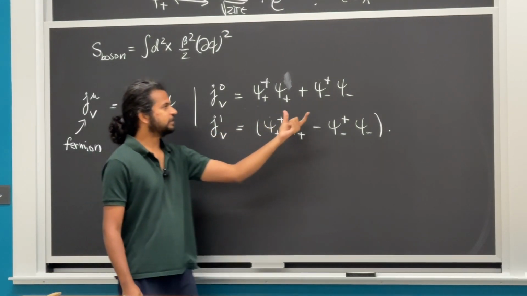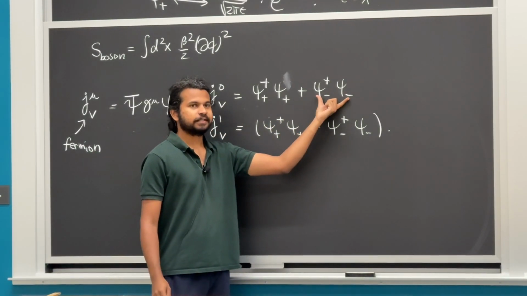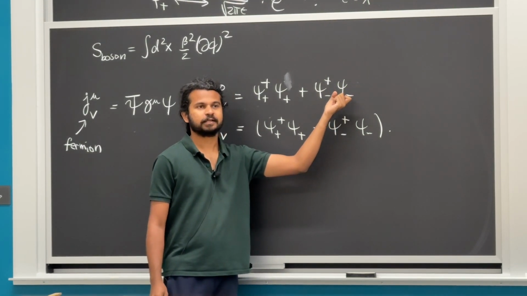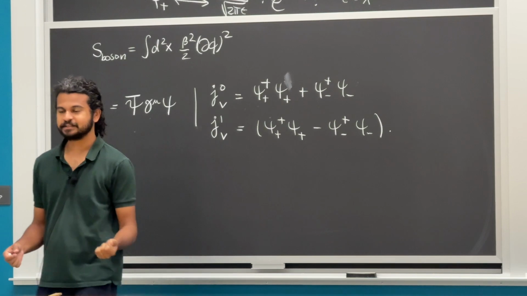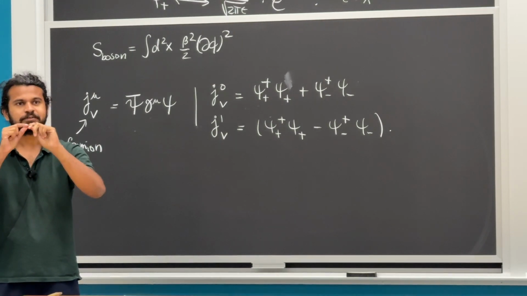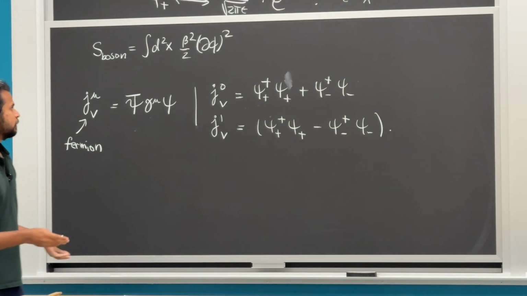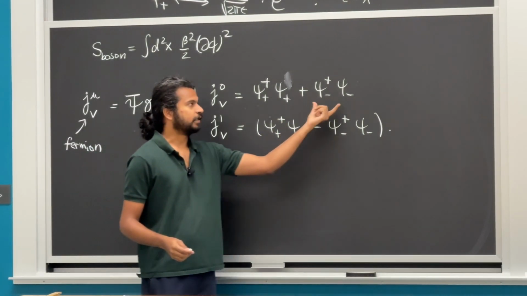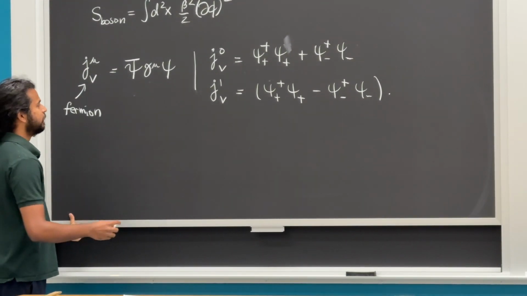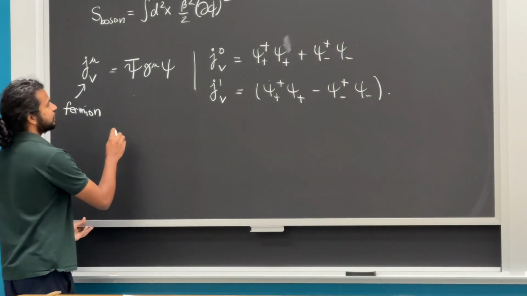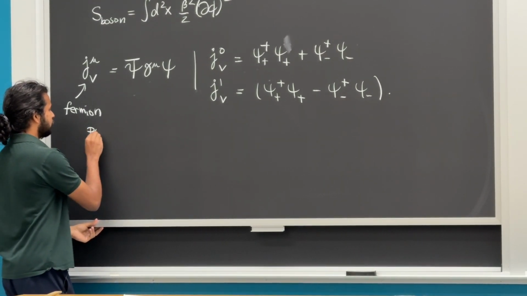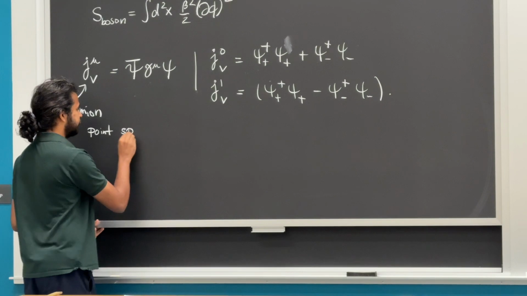Here we have to be a bit careful because these two operators are defined at the same space-time point. And like we saw last time, when operators coincide in their space-time points, we get infinities. So we have to be careful in defining this, and we'll be careful by defining it in a way that's called point splitting.